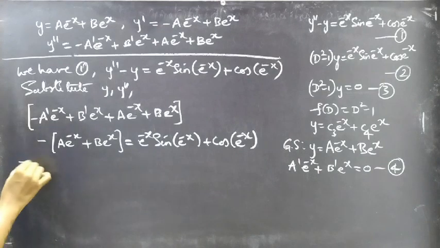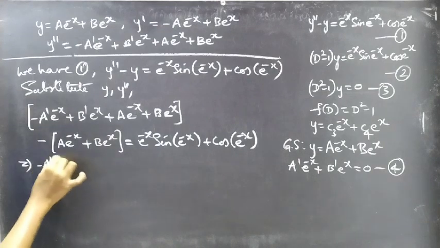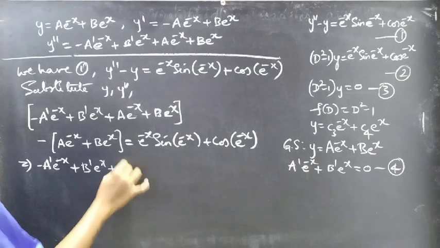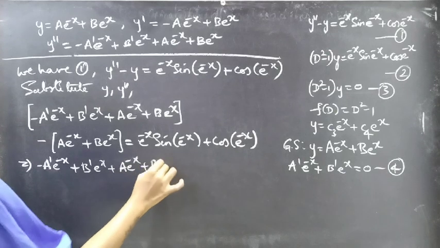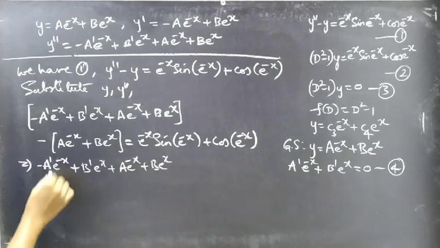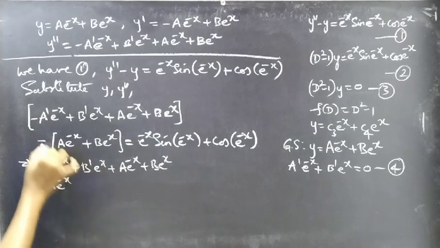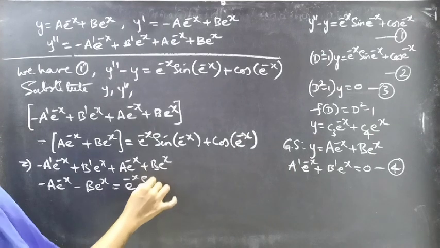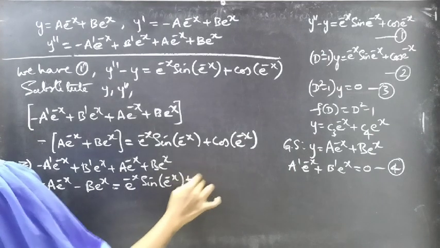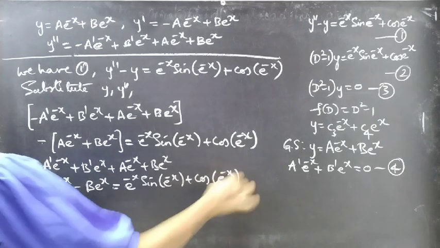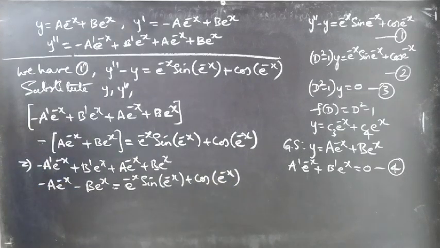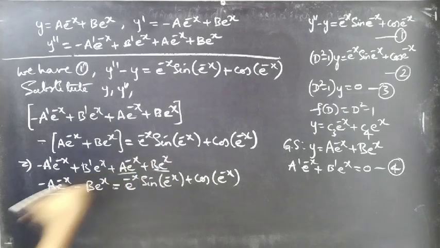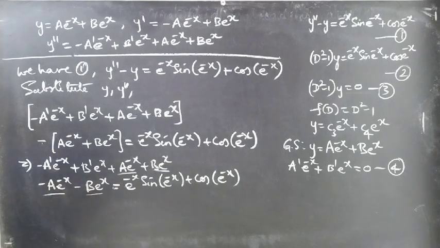This gives us minus a dash e power minus x plus b dash e power x plus a e power minus x plus b e power x minus a e power minus x minus b e power x equal to e power minus x sine of e power minus x plus cos of e power minus x, right? So here we can cancel a e power minus x and minus a e power minus x. Likewise, b e power x minus b e power x gets cancelled.